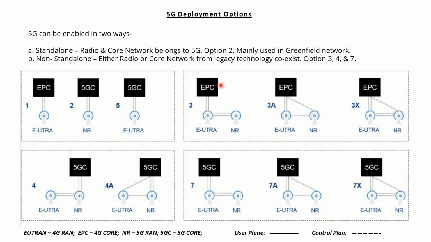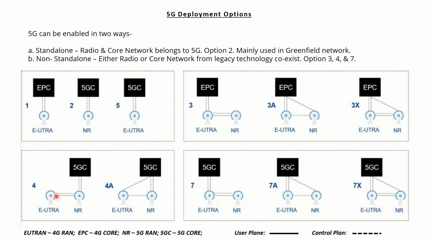There are further versions of option 3, where we have the control plane being shifted between the NR and the EUTRAN in this case. Now, the next option which is available in a non-standalone is option 4, where the core network is now upgraded from EPC to the 5G core network.